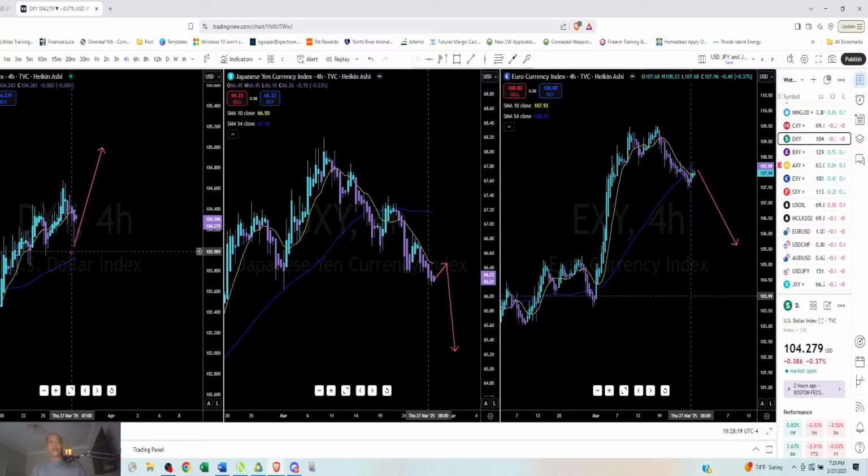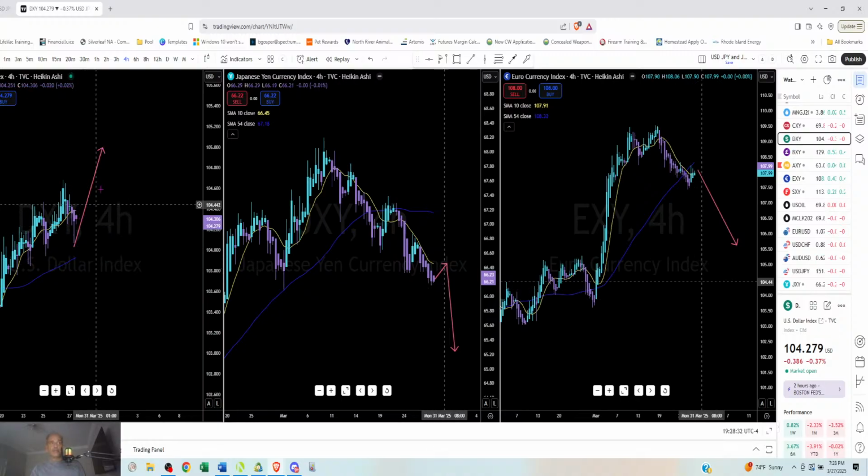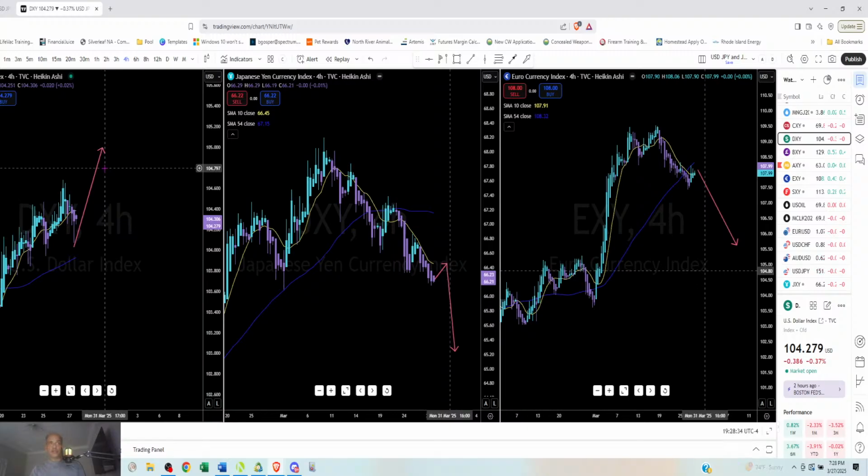So currently right now we had price, not the current 4-hour candle, but the last one this afternoon during the New York session, pulled down below the 10 period, still above the 54. So this is a bullish setup, right? Because we expect this index to continue to run up.